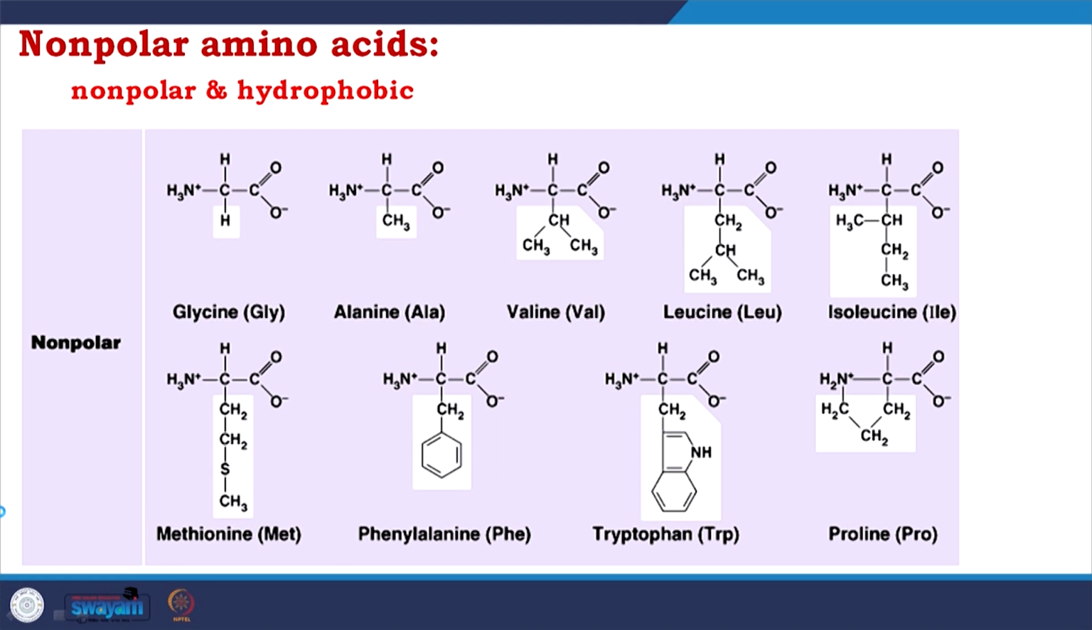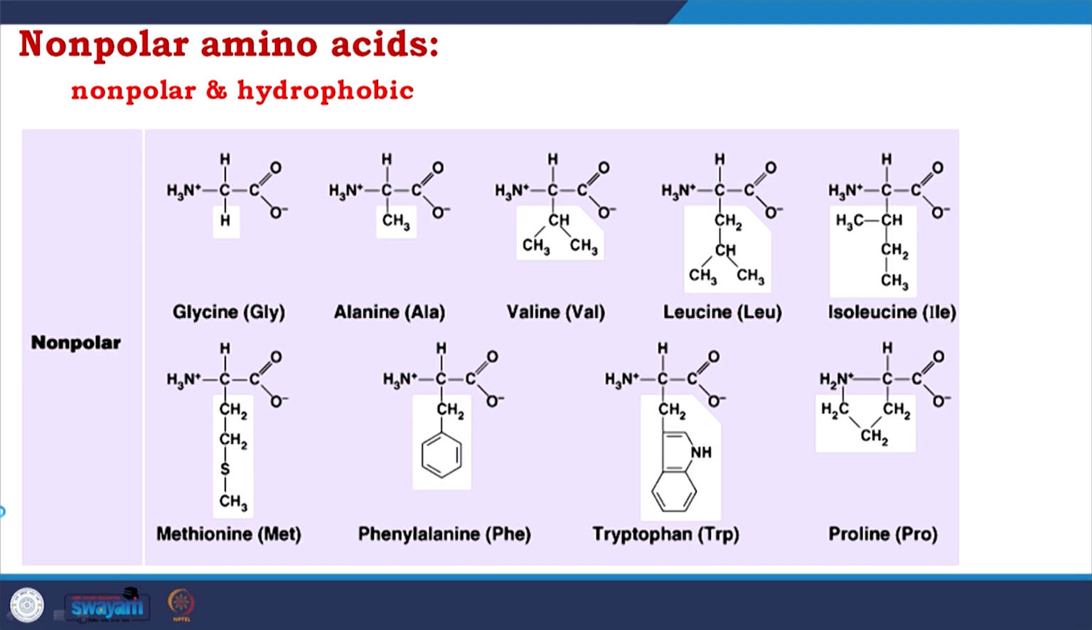The first group is non-polar amino acids. In this group you will get glycine, alanine, valine, leucine, isoleucine, methionine, phenylalanine, tryptophan and proline. Among them, proline actually sits between the non-polar and the polar groups. We will discuss that later.